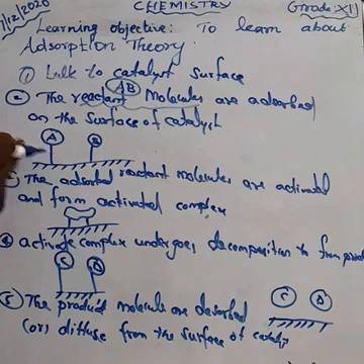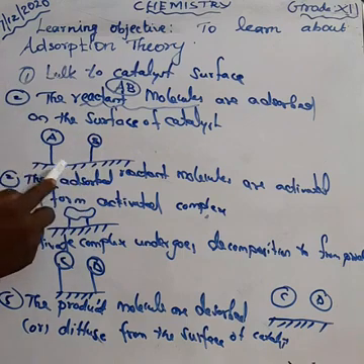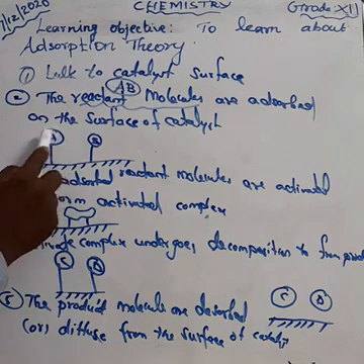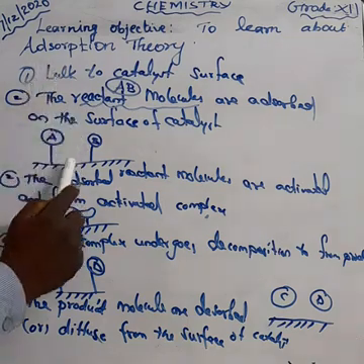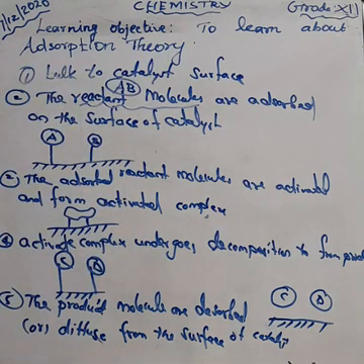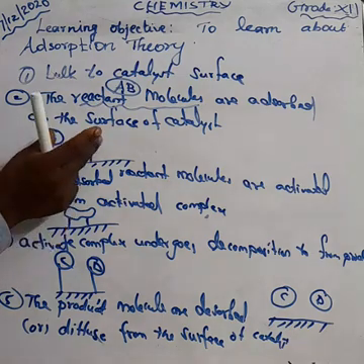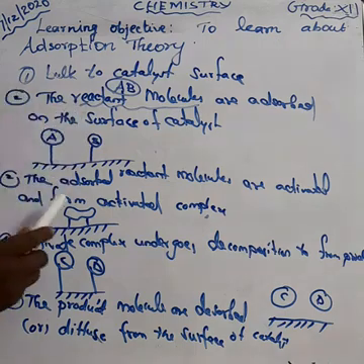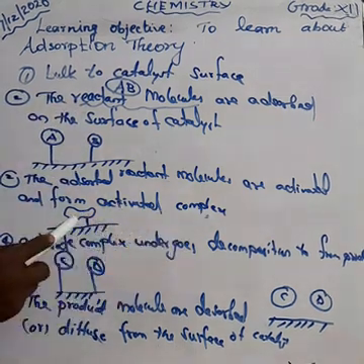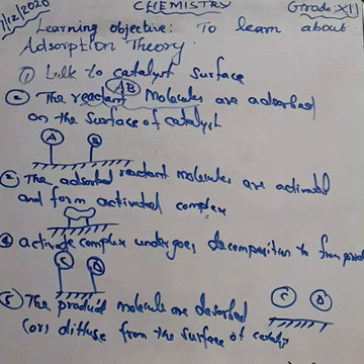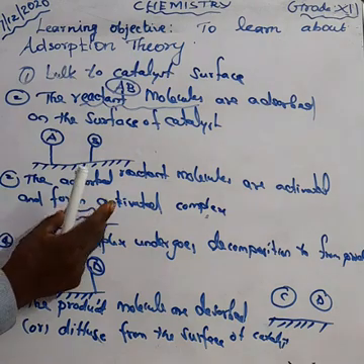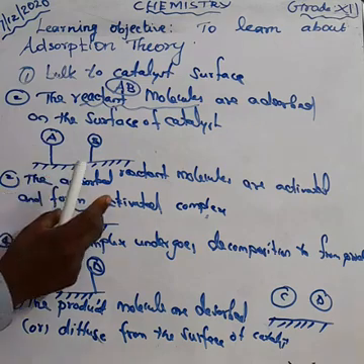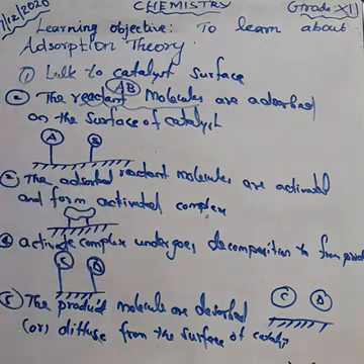Those who are interested can draw the diagram also. This is the catalyst. Here, reactant molecules are adsorbed on the surface of the catalyst. What is the next point? Here, the adsorbed reactant molecules are activated, combined or joined to form an activated complex. This is an activated complex. The ABs undergo joining to form an activated complex.